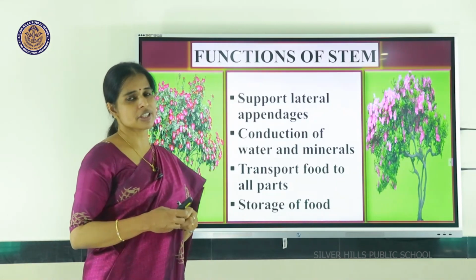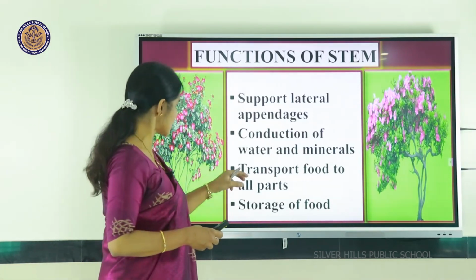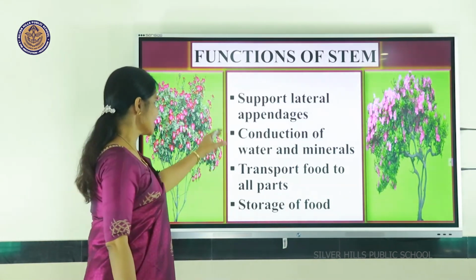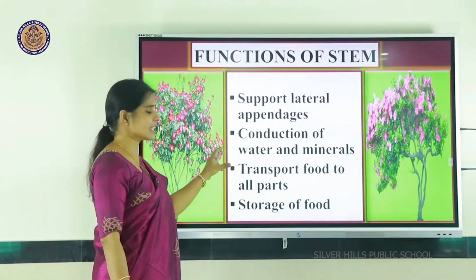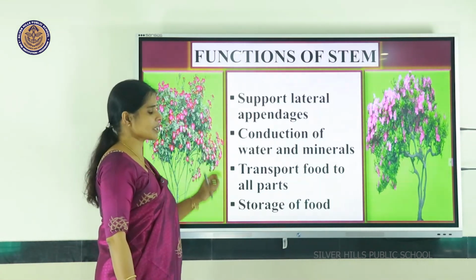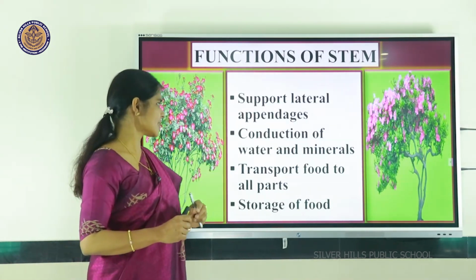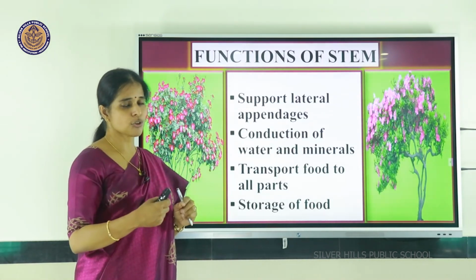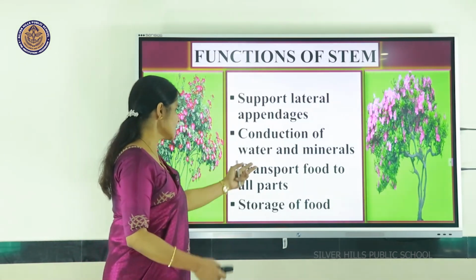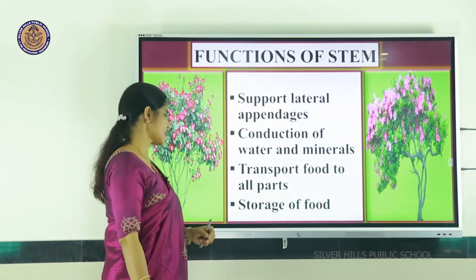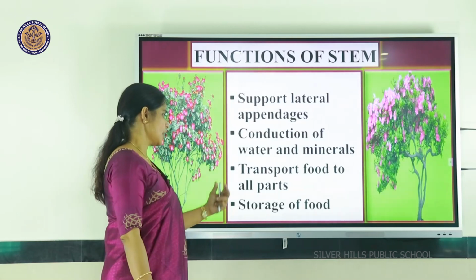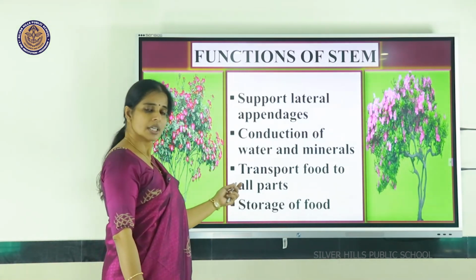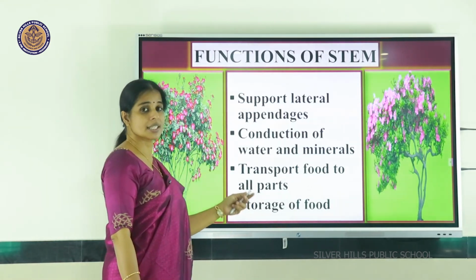So, that is also a function of the stem. Not all plants, but some of the plants, the storage of the food is conducted in the stem. So, these are the preliminary basic functions of the stem, that is to support all the lateral appendages, to conduct water and minerals to the leaves, and once the photosynthesis happens, in return the transport of food to all parts. That is the second function. The third, it is helping for the storage of the food.